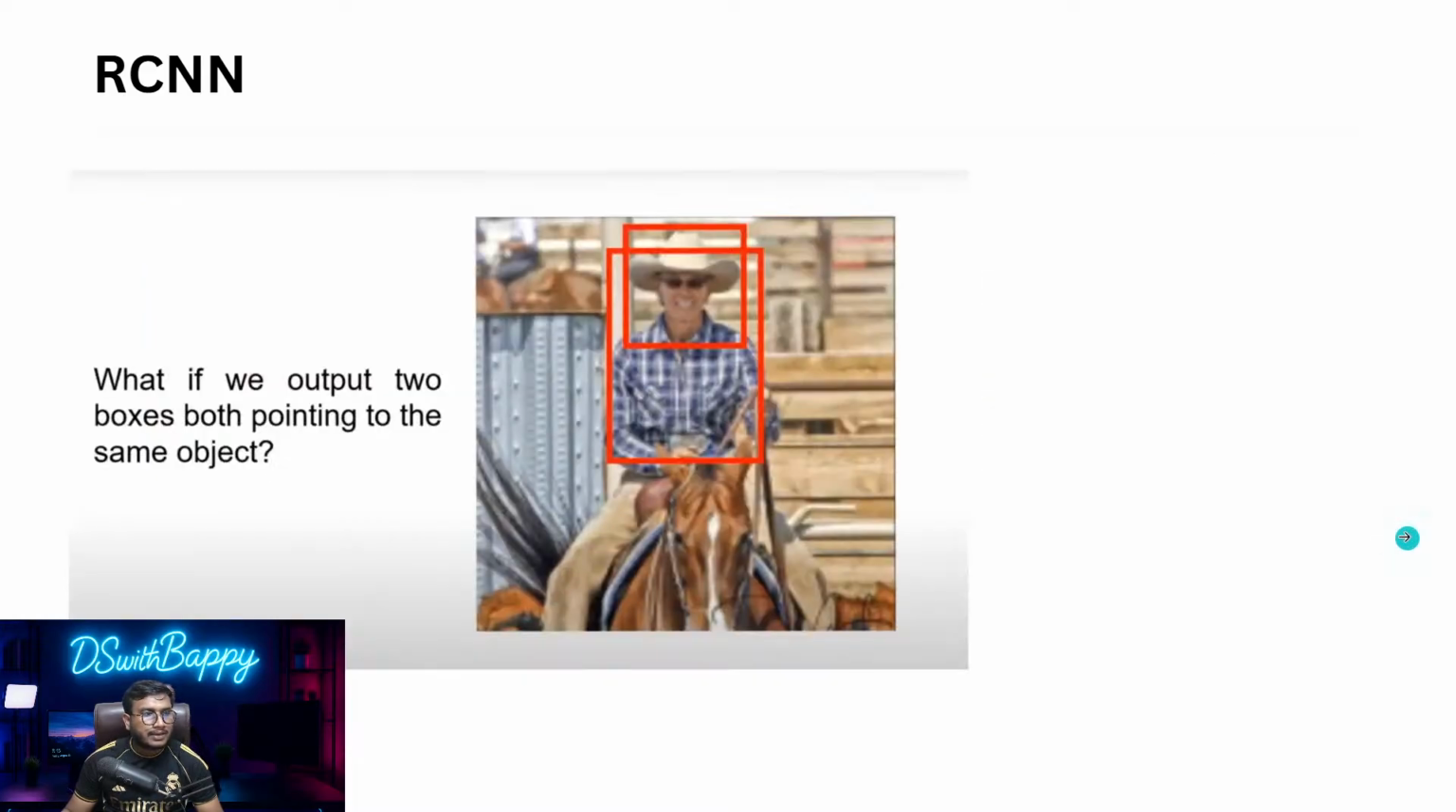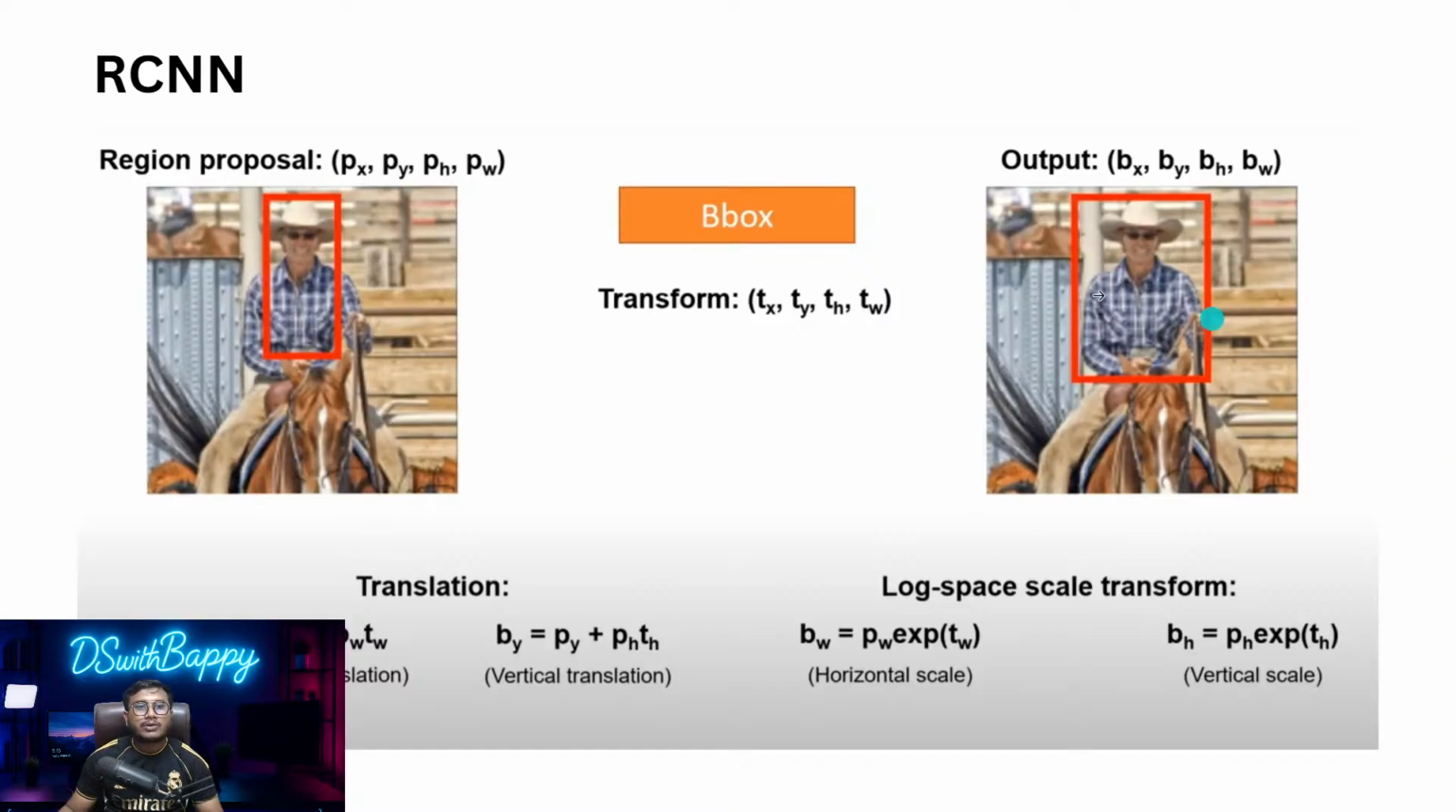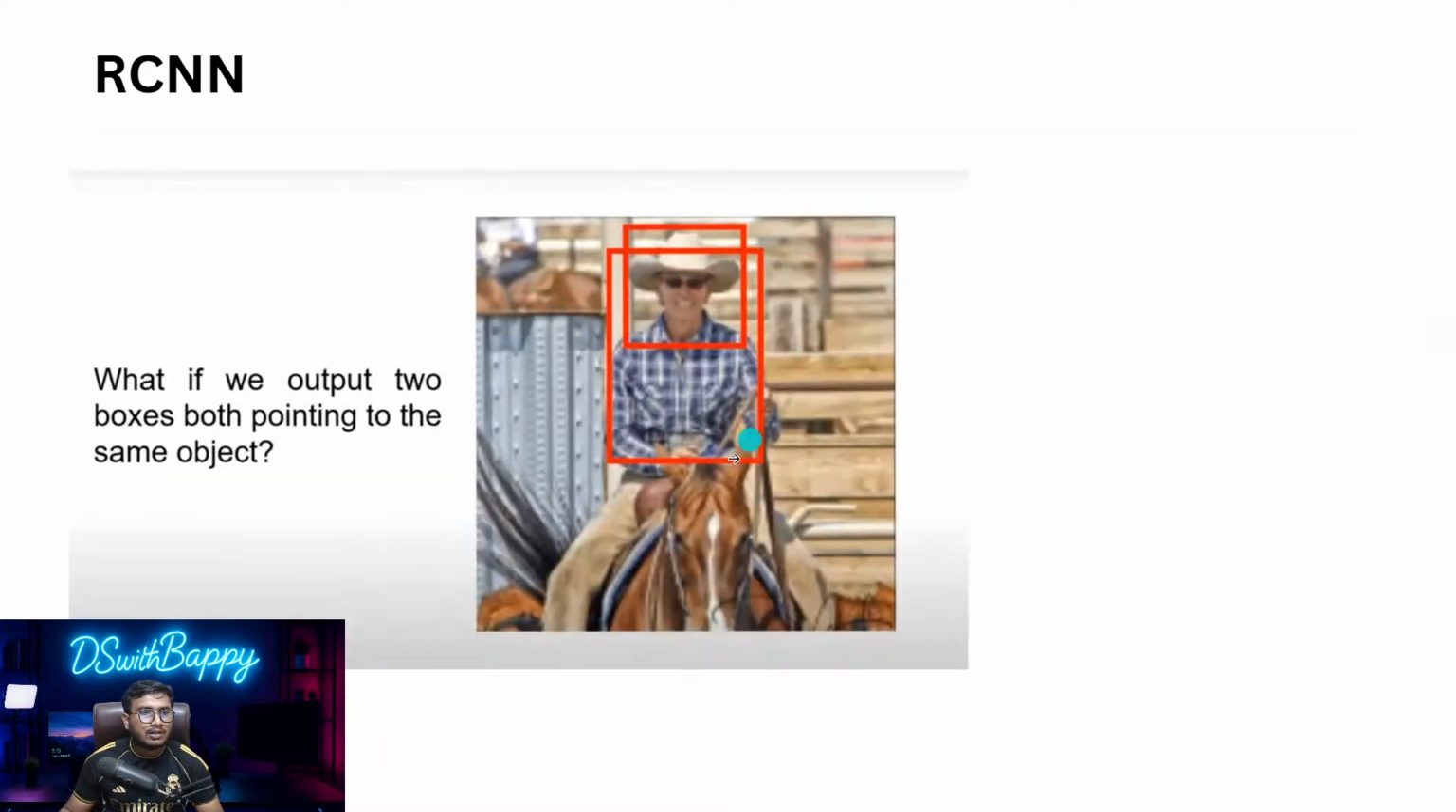Now see, here we got to know how to adjust the box position and box size. But let's say we get multiple detections of the same object. One box is detecting the face of the person, another box is detecting the entire person. Now which one is more correct? Guys, which one is the correct bounding box here? What if we output two boxes both pointing to the same object? As per your understanding, what is the correct one?